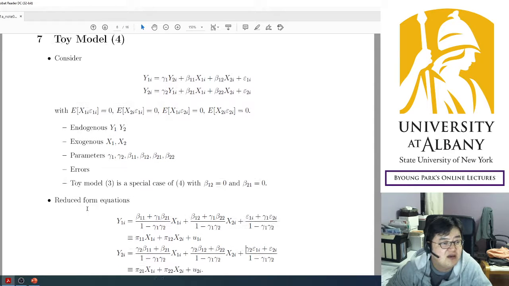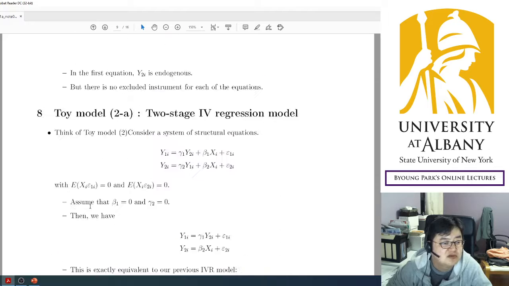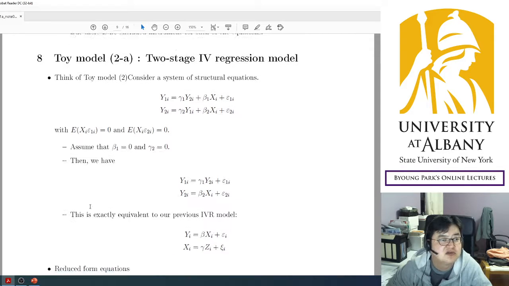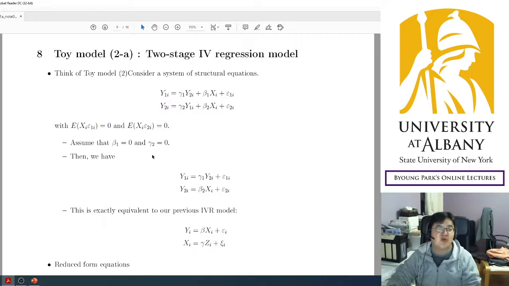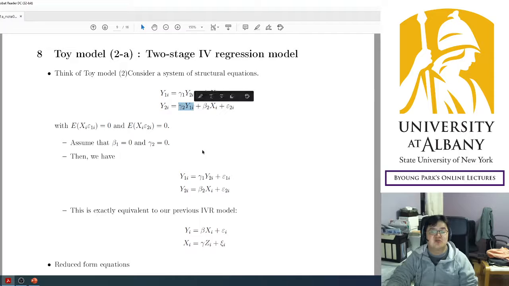And okay, now let's think about this. Now I will make some variation from one of the earlier models. Toy model number 2 was like this. Now I am going to assume beta 1 equals 0 and gamma 2 equals 0. Then you get this form.